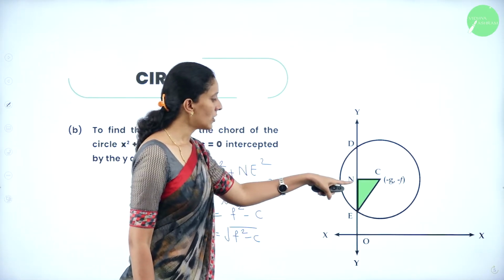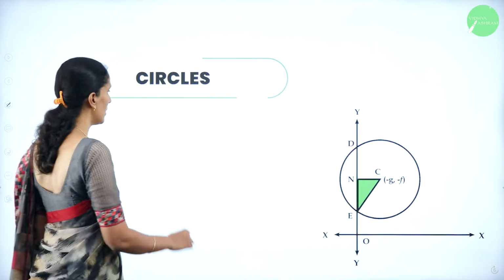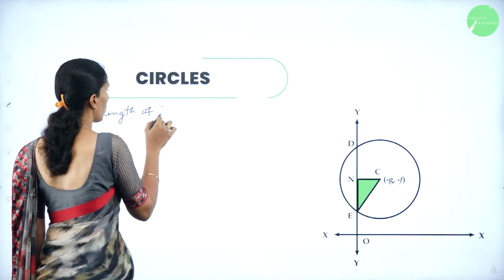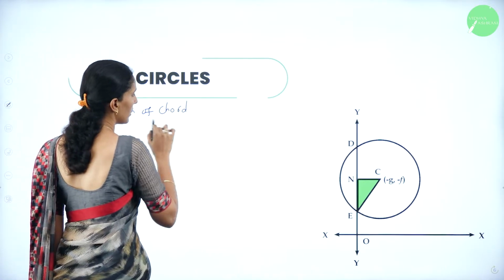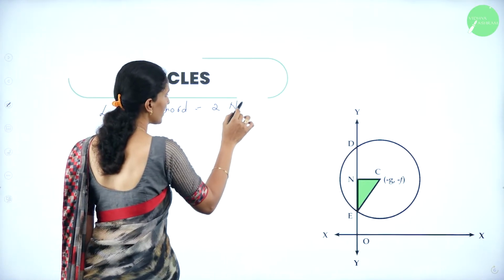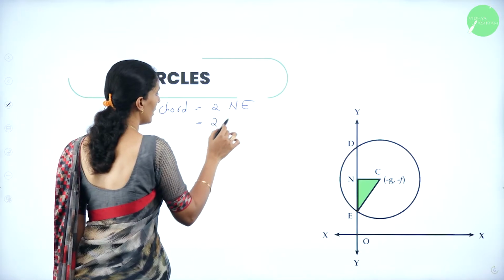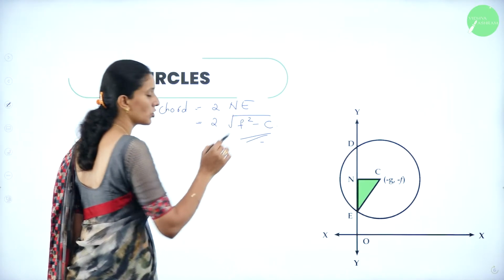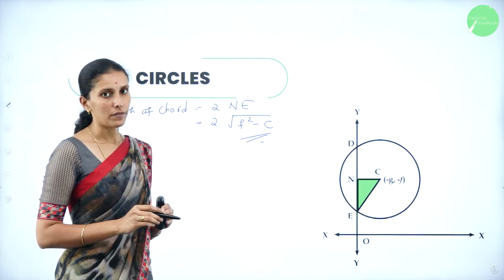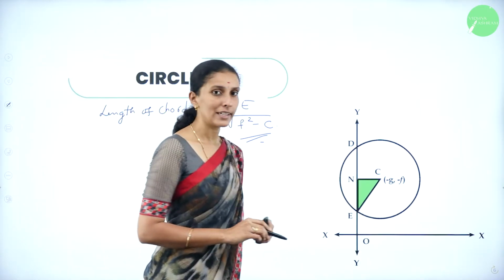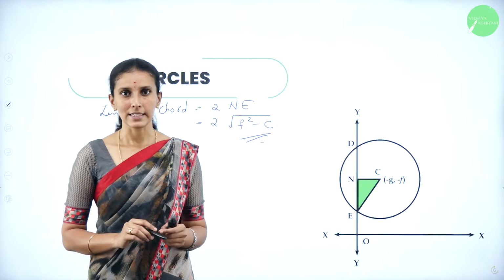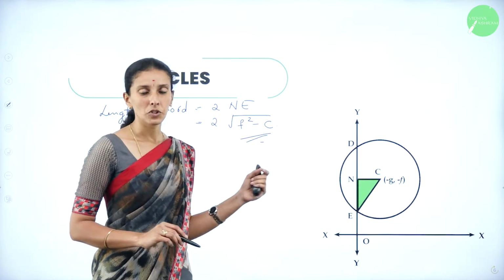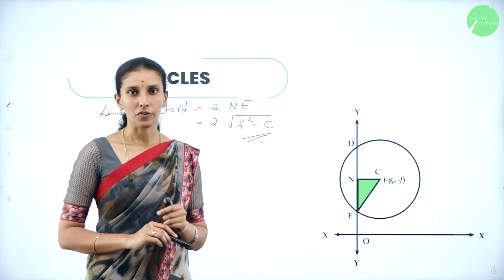Now the chord is 2 times the NE. So the length of the chord is nothing but 2 times NE. So what is NE? It is square root of f square minus c. So this is the expression for the length of the chord whenever the chord is intercepted on the y-axis. So here find the 2 parameters f and c, substitute, you will get the length of the chord.